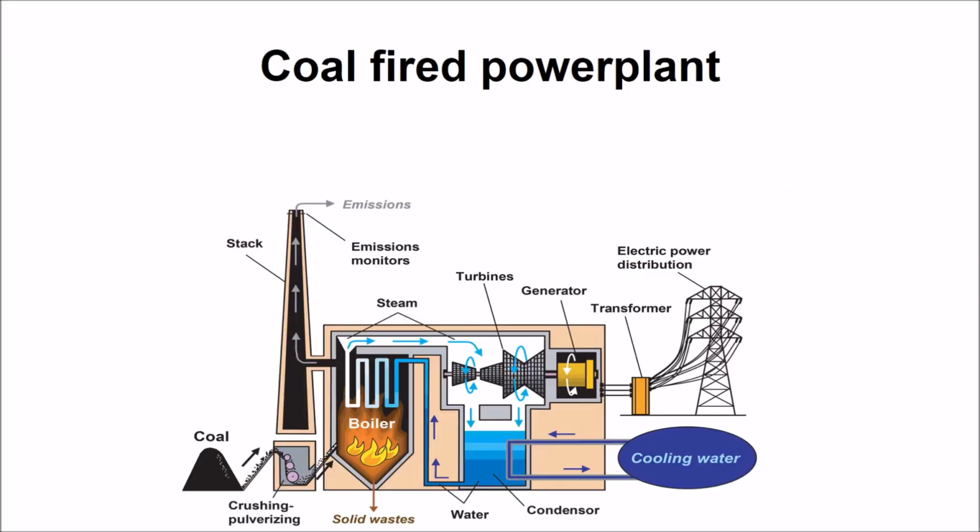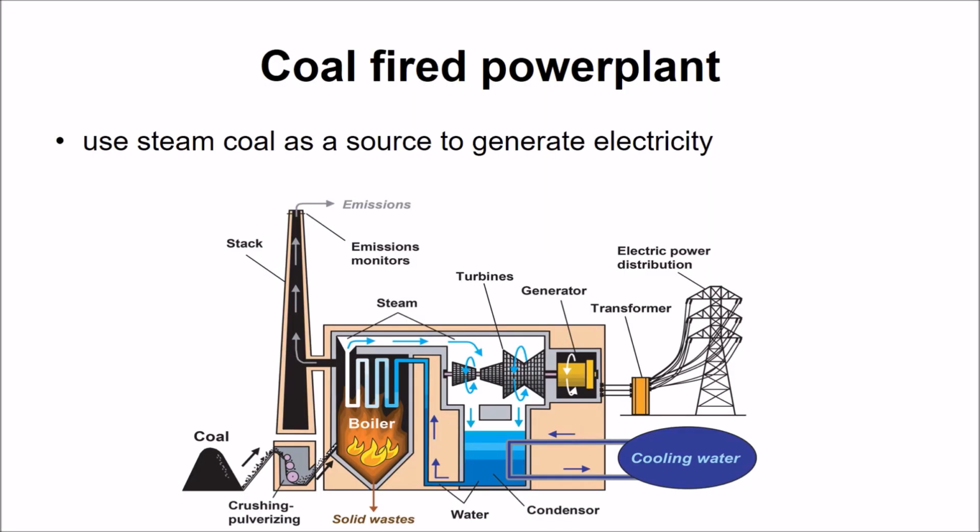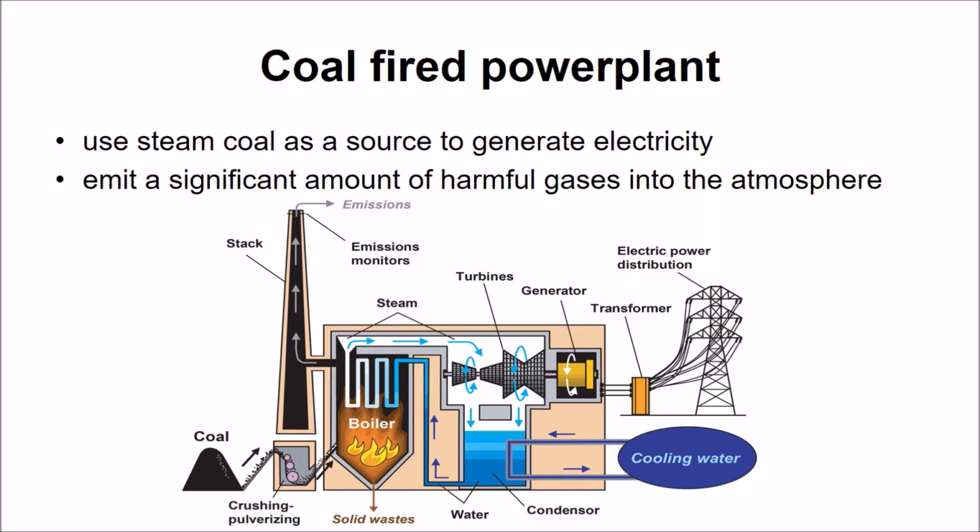Coal-fired power plants use steam coal as a source to generate electricity and consequently emit a significant amount of harmful gases into the atmosphere. In a bid to reduce greenhouse gas emissions, many developed nations have already announced plans to phase out coal-fired power plants.